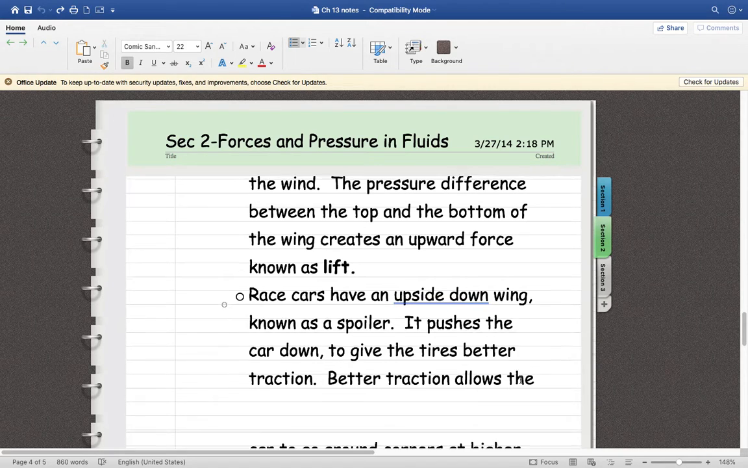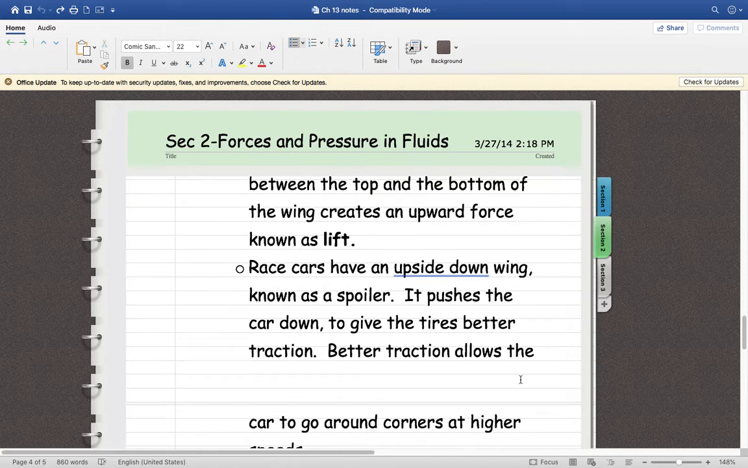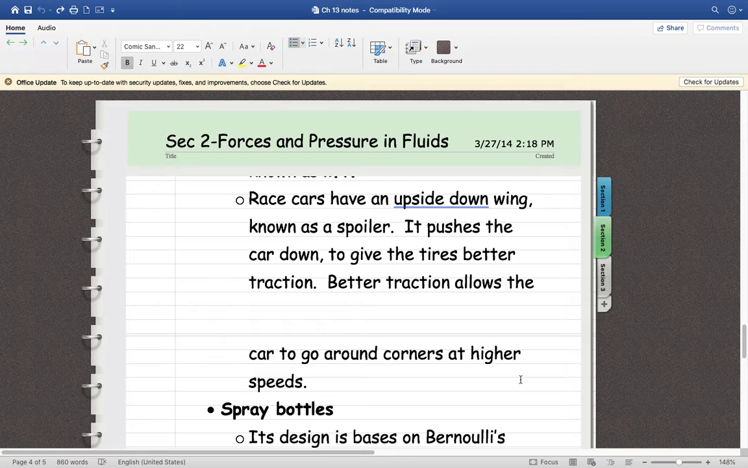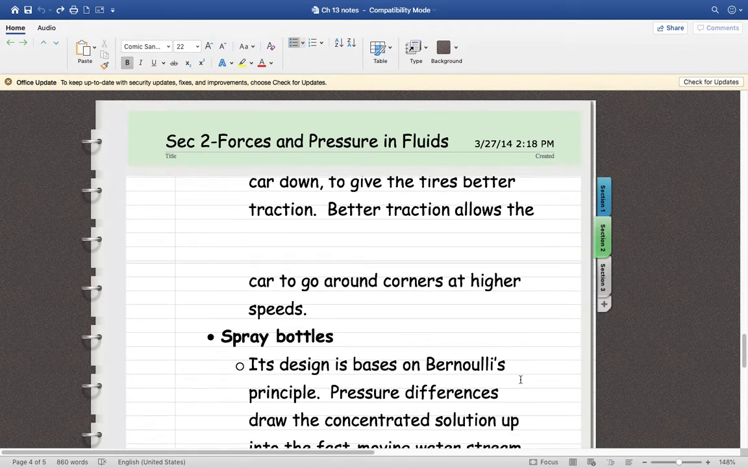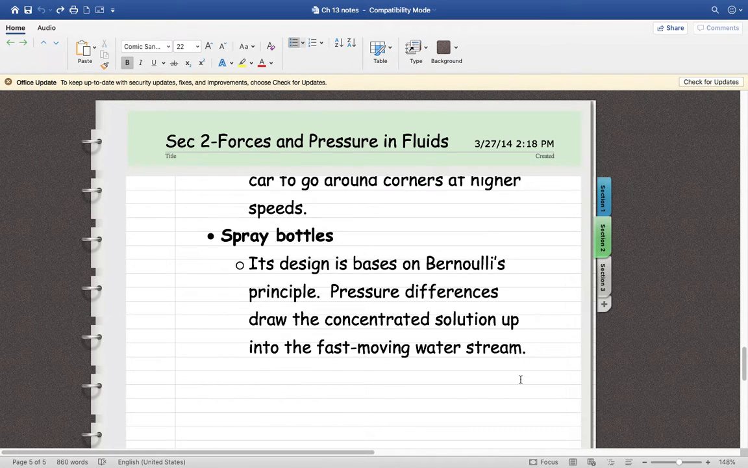Race cars have an upside down wing known as a spoiler. If you look at the back of race cars, they have a spoiler. A spoiler on most cars, like a street car, is just for looks. But a spoiler on a race car actually works as an upside down wing. A wing gives it lift, but an upside down one is going to push down on the car to give the tires better traction. So when they go around corners at a really high speed, it basically pushes the car down so they have more traction on the road. So pretty cool, huh? All right, spray bottles.